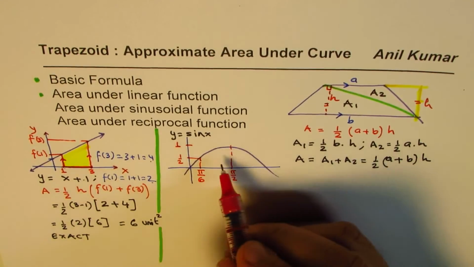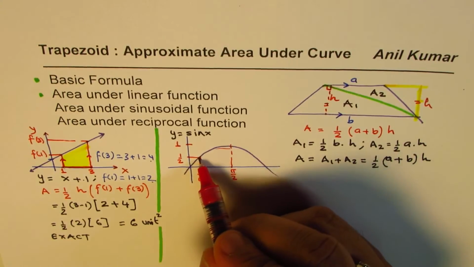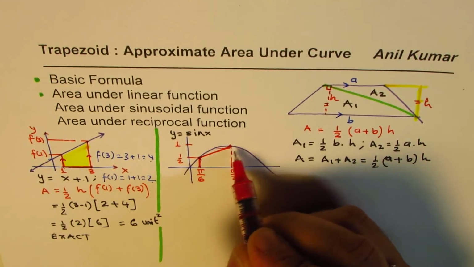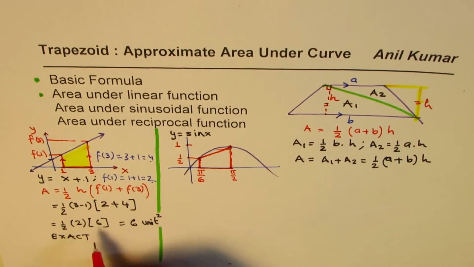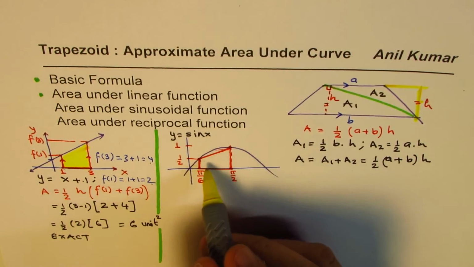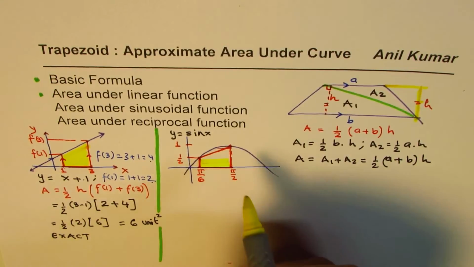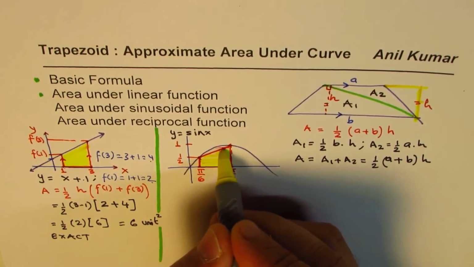Now, if I construct a trapezoid here, then what happens? See, this is a curve, so I'm approximating. This is my one side of trapezoid joining these 2 points. And these are my parallel sides. And this is my x-axis. Do you see that? So now I'm trying to find area under the curve sine x between the interval pi by 6 and pi by 2. That is the concept, right?